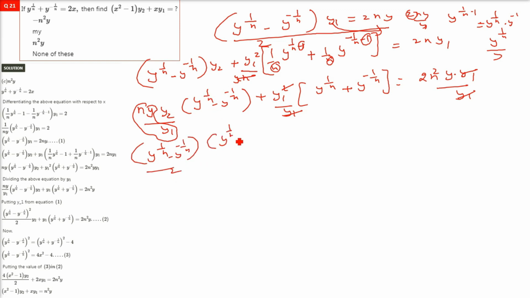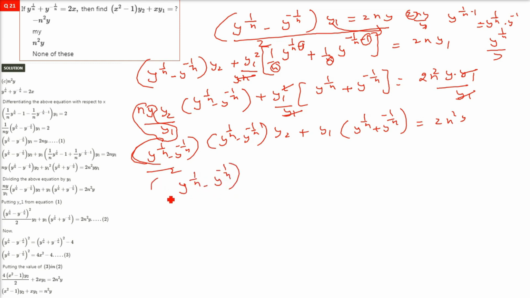This is already there: y^(1/n) − y^(−1/n). So we have replaced this y^(1/n) − y^(−1/n) times y1 with 2ny in this step. The rest remains like that. y1 was there, this term with a plus sign, and on the right-hand side y1 is already eliminated now. So these two things are similar, so we can just square it: (y^(1/n) − y^(−1/n)) whole square.